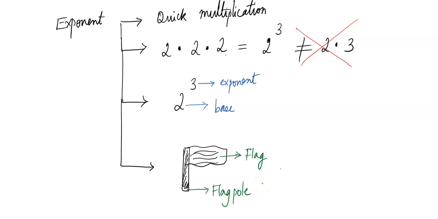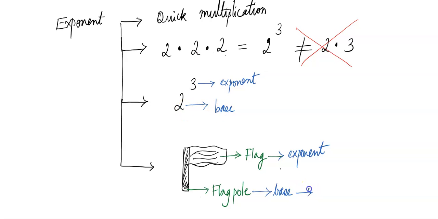Now your flag can flutter in the air only when it's tied to the flagpole. A flag can't stand by itself. So think of your flag as your exponent. Okay. So the exponent or the flag is always attached to the flagpole, which is your base. So you always want to look at the exponent and see what it's attached to. It is attached to the 2. Okay. And that is how you know that this 2 is the base.